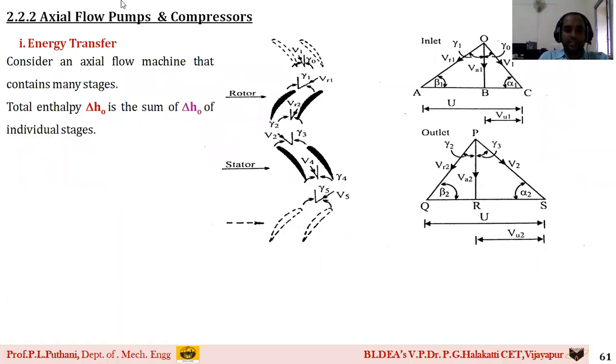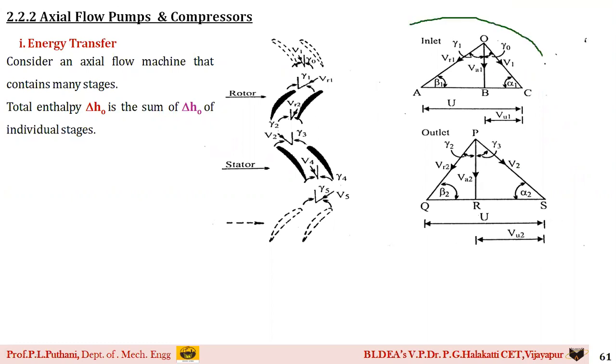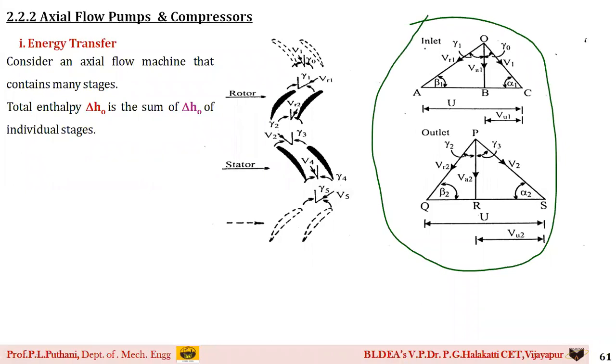So the heading is axial flow pumps and compressors, and we'll be discussing especially the energy transfer, the first concept. Here, what you are observing are the velocity triangles. This is the inlet velocity triangle. This is the outlet velocity triangle. In the inlet velocity triangle, the arrow marks are shown downwards, and the same is true in the outlet velocity triangle also.